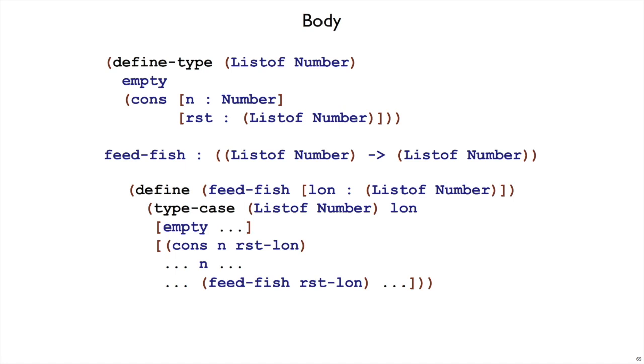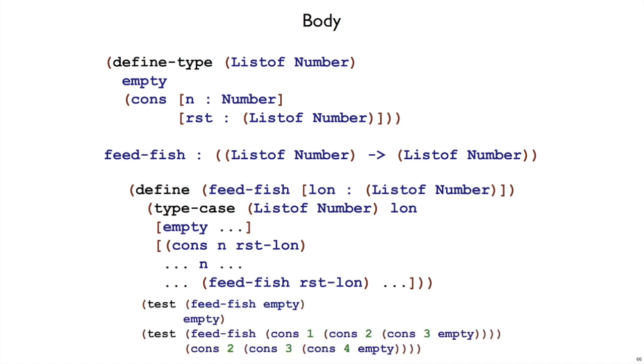Now we can finish the body. Let's look at our examples that we had before. As we finish this out, we need to fill in the dot, dot, dots. The empty case is easy. We have an example for that. If you get empty as input, the output is just empty. So we can put empty right there.